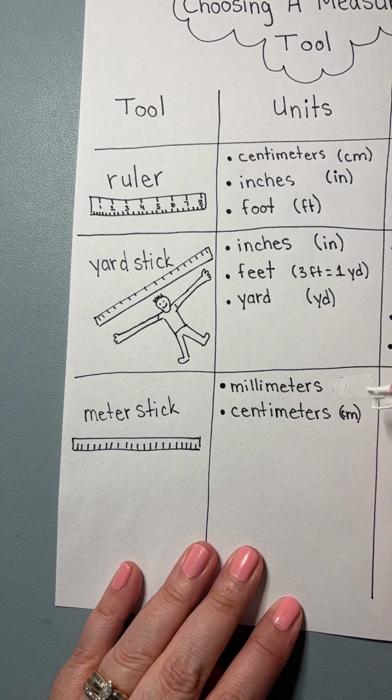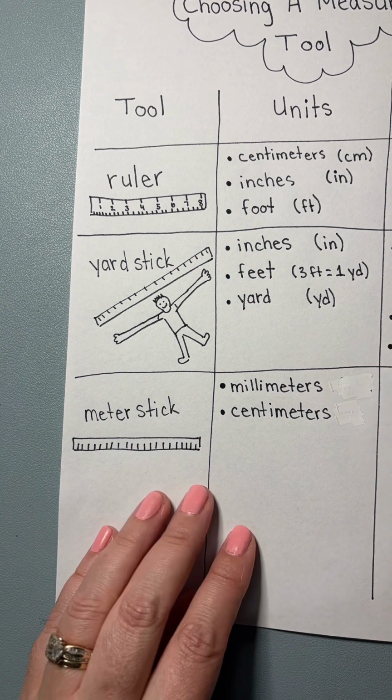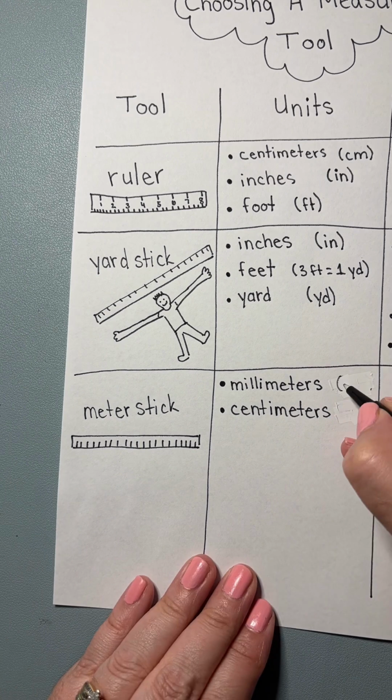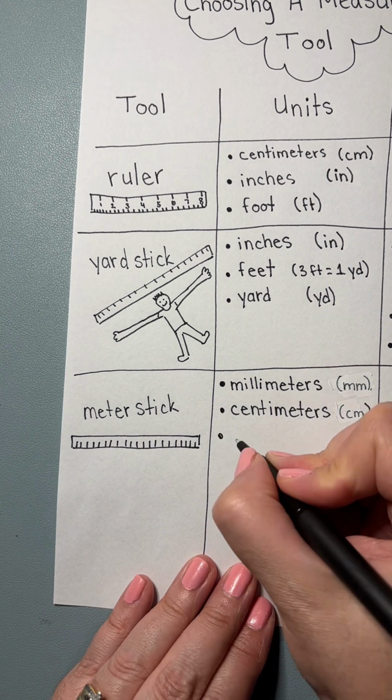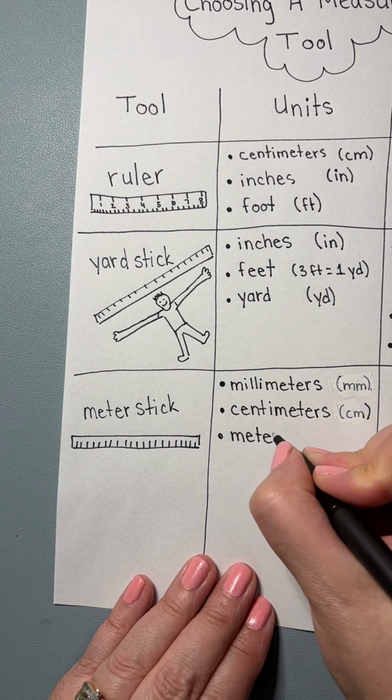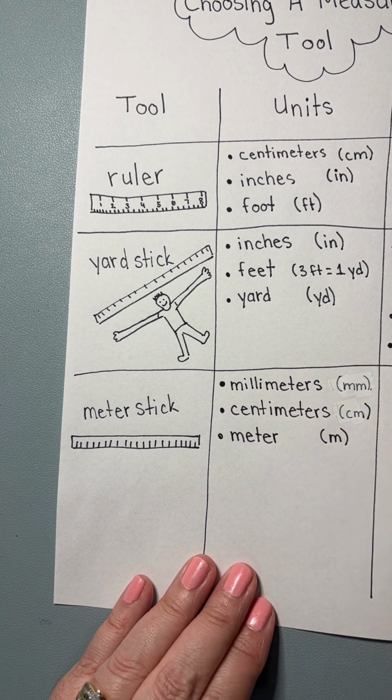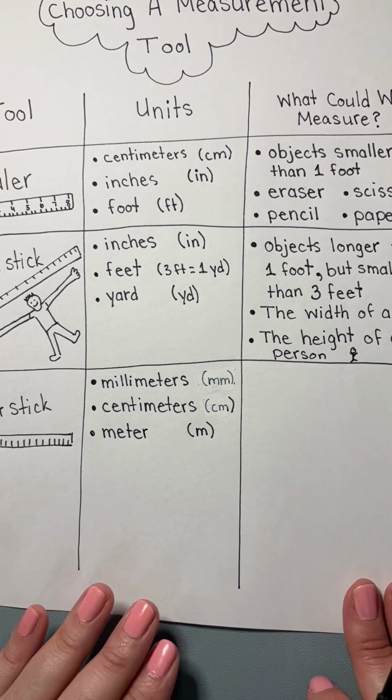Oh, I made a boo-boo. Let me go back and erase that. Mistakes are okay. They happen. We learn from our mistakes. So I corrected it with a little bit of whiteout, and meter, M for meter.